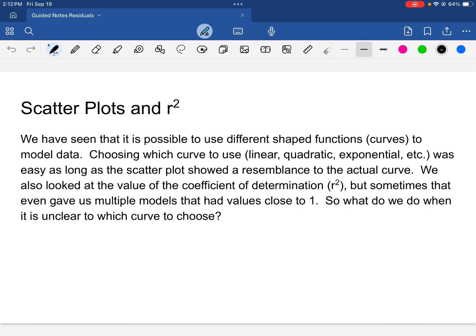But sometimes, as we saw, the r-squared values might be really close to 1 for a couple of different types of function. And if that's the case, then we need another mathematical way that we can possibly decide what might be the best function for that data. So that's where residuals are going to come in.